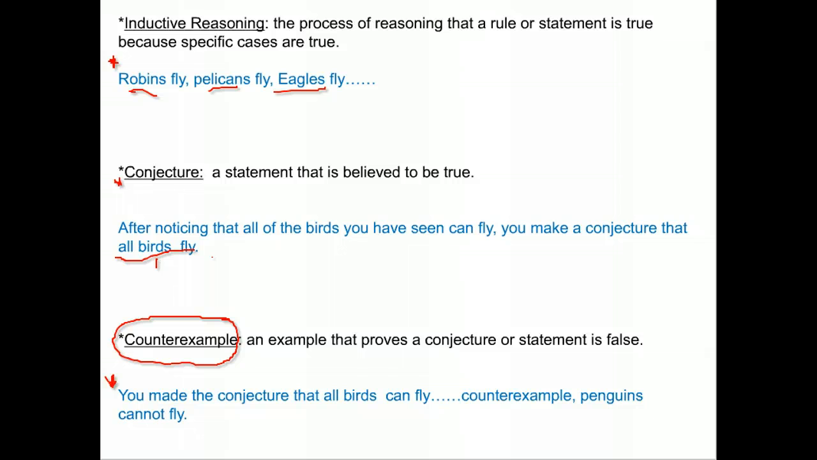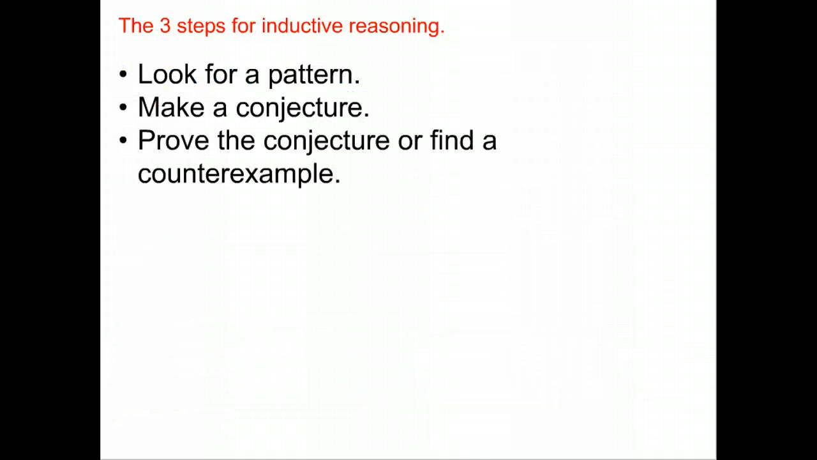You observe something happening over and over again. You make a conjecture that that's going to happen all the time, and occasionally you're wrong. Sometimes there is a counterexample that proves your conjecture or your guess to be wrong. And that is what we're working with in Lesson 9. So here are the 3 steps for inductive reasoning. You first look for a pattern. Once you find the pattern, you make a conjecture. And then if it's false, you do that by finding a counterexample.